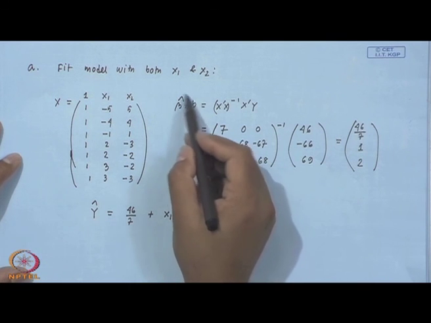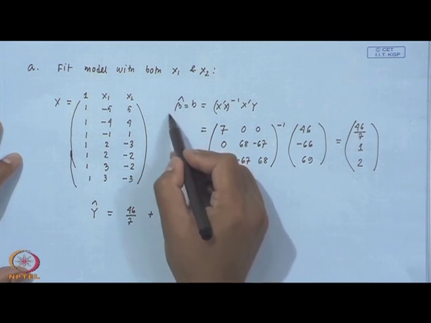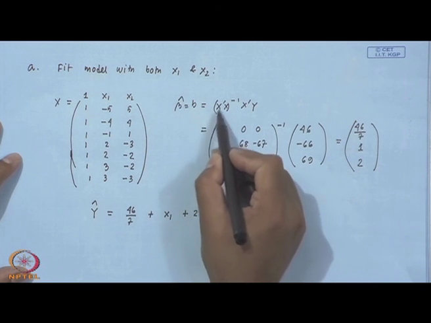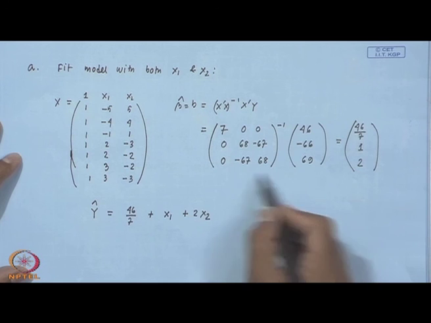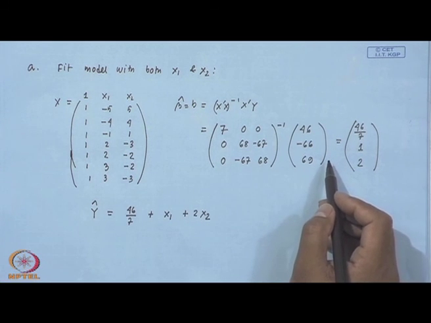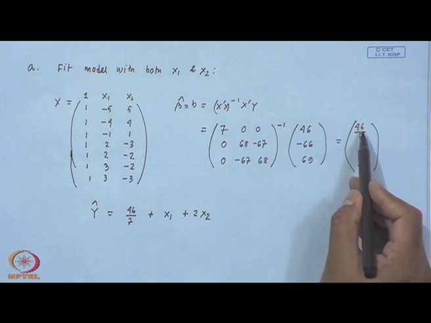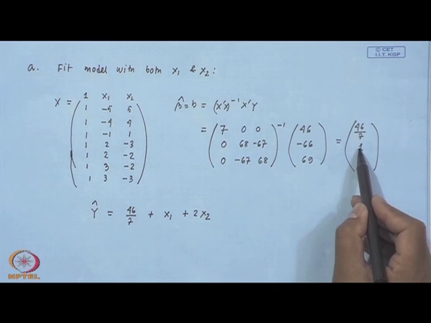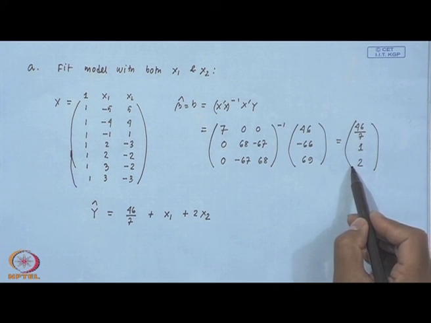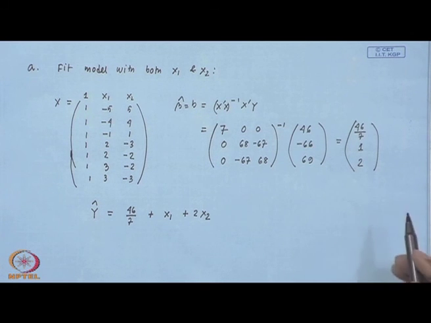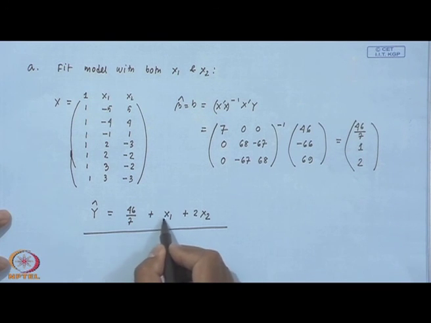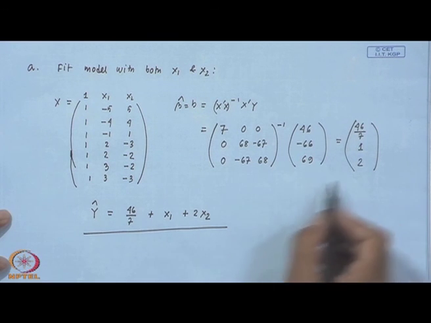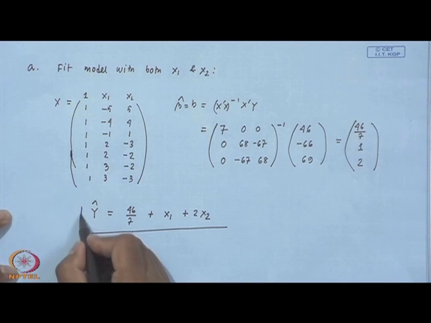Once you have the X matrix, you know that the estimated beta hat is equal to X prime X inverse X prime y. You are given y, you know X, you can compute, and you can check that beta naught is equal to 46 by 7, beta 1 is equal to 1 and beta 2 is equal to 2. Okay. So, the fitted model is this one. Y hat is equal to 46 by 7 plus beta 1 x 1, beta 1 is equal to 1, and beta 2 x 2, beta 2 is equal to 2.